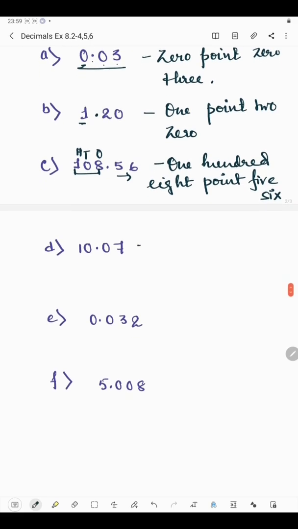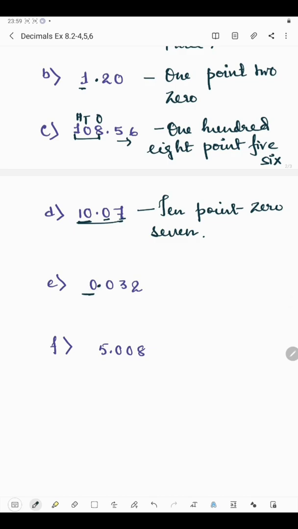Okay. Now coming to the D part. In the D part we have this number. So how to read this number? It's 10. So we'll write 10 point. This is 0 and this is 7. So we'll write 10.07.